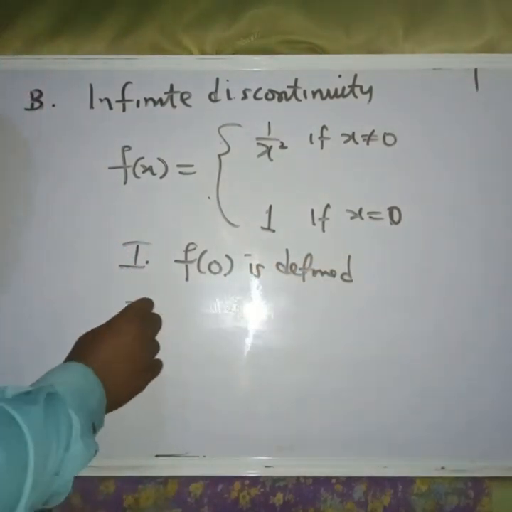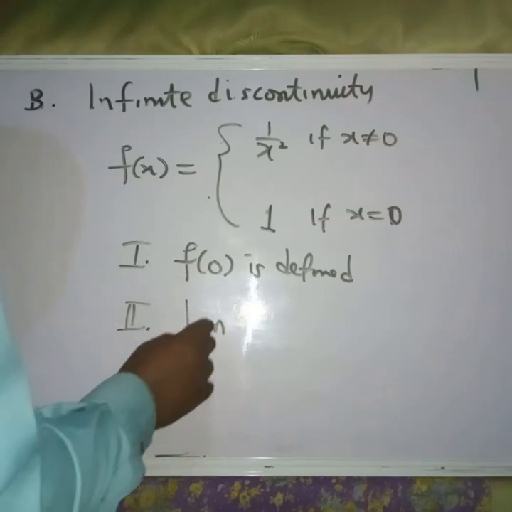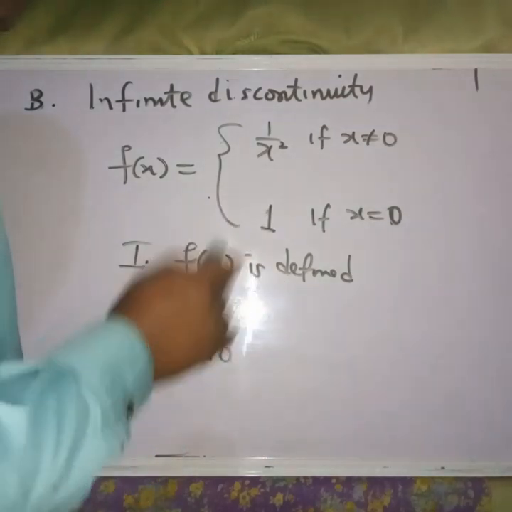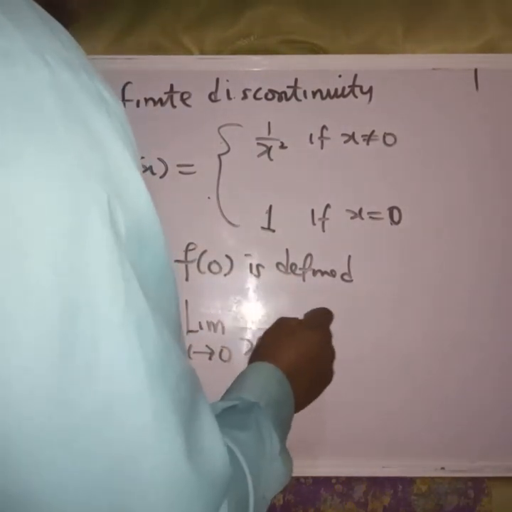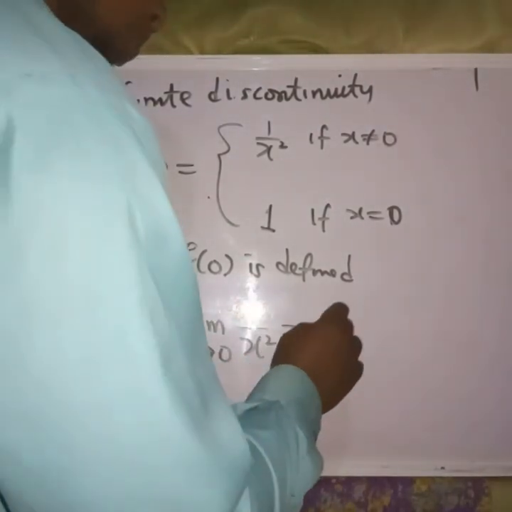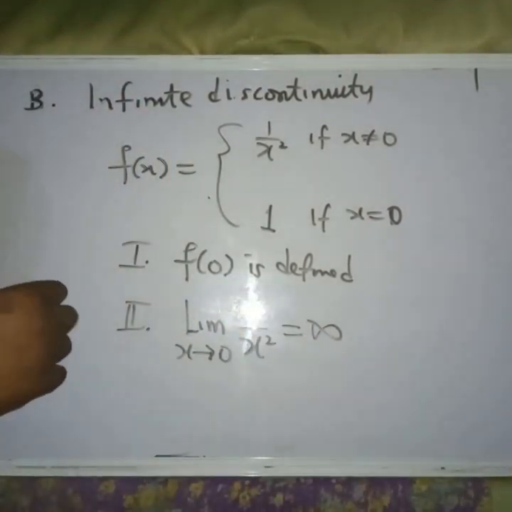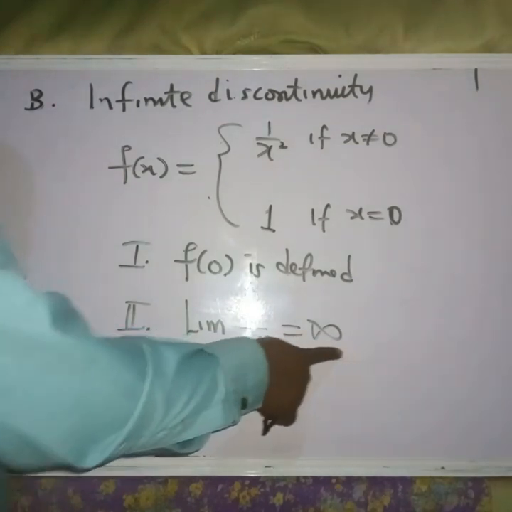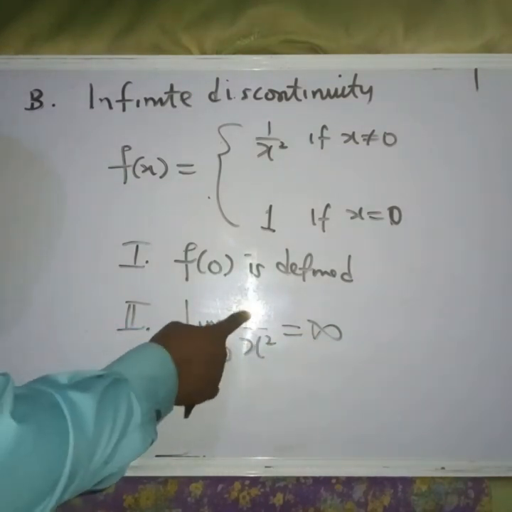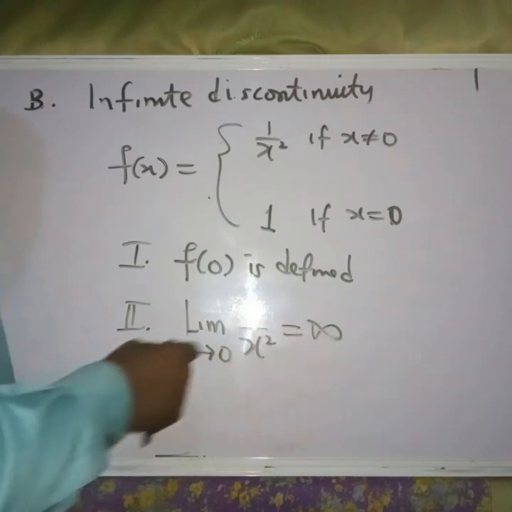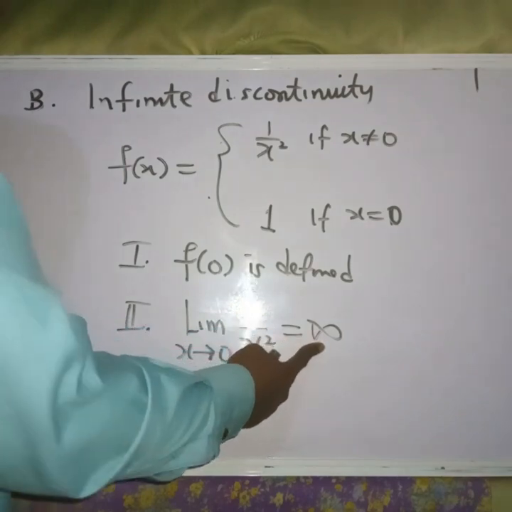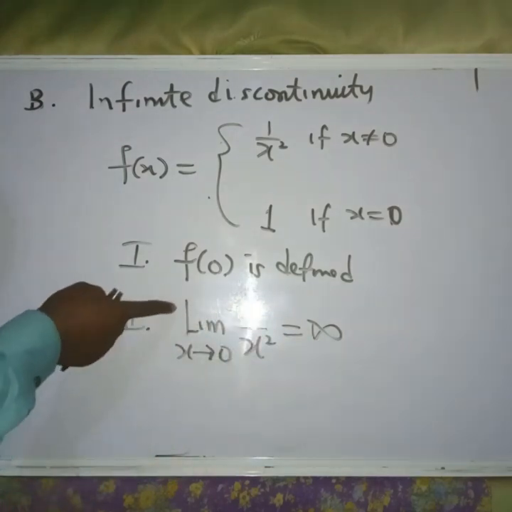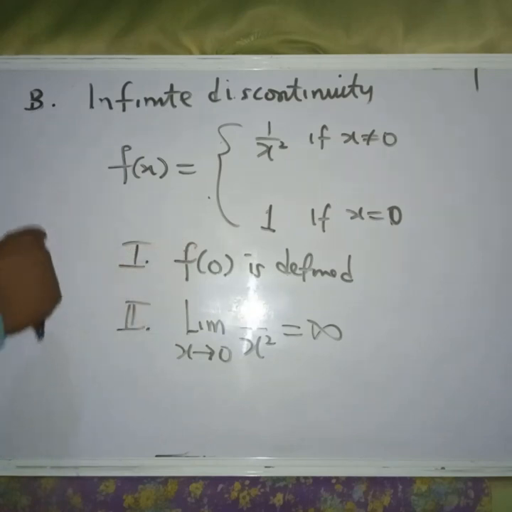Secondly, when we find the limit of this function when x tends to 0, we find that the limit is not defined. When we substitute x equal to 0 here, the answer gives us infinity. You see that the limit does not exist; it is infinite. However, this and this are not the same. Because of this, we refer to this as infinite discontinuity.